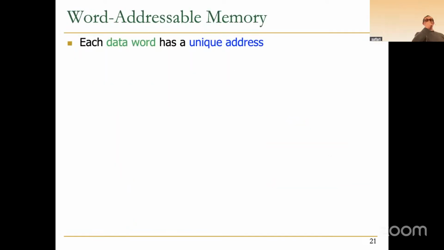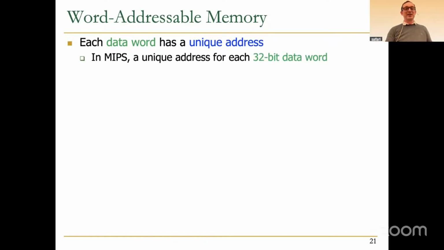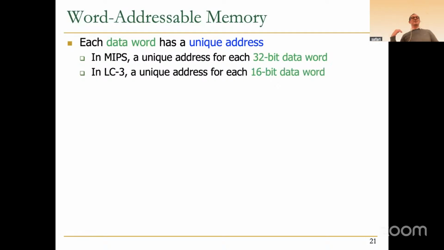Okay, so let's talk about word addressable memory. Word addressable memory says that each data word has a unique address. If it was bit addressable, each data bit would have a unique address. Let's start with word addressable. In MIPS, for example, you have a unique address for each 32-bit data word. In LC3, this is specified by the ISA designer.